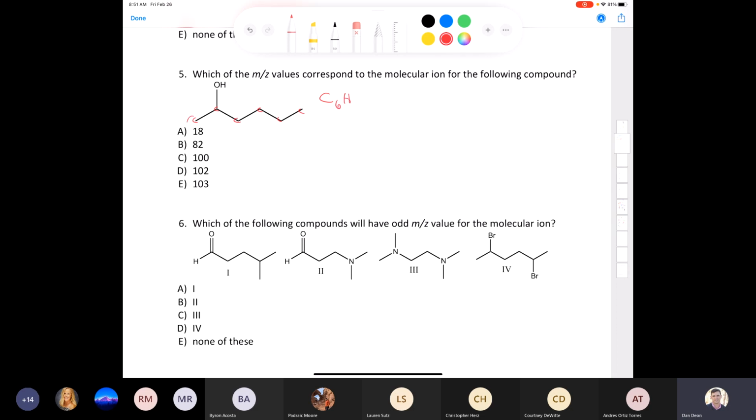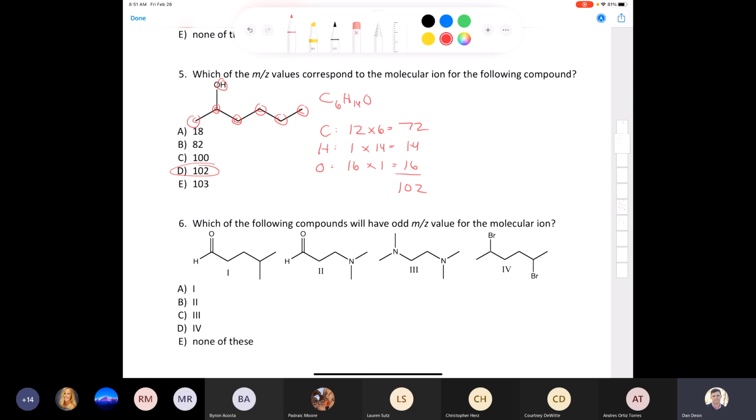How many hydrogens? We have 3, 4, 5, 6, 7, 8, 9, 10, 11, 12, 13, 14, and we have 1 oxygen. Now, what were the masses that we used? For carbon, we used 12. 12 times 6 gives us a mass of 72. For hydrogen, we use 1, again we round to the nearest AMU, times 14, which gives me 14. And then for oxygen, we use 16, and we have 1 of those, which gives us 16. So you tally that all up, it's 30 plus 72, which gives you 102. And so that would correspond to the molecular ion for this compound.